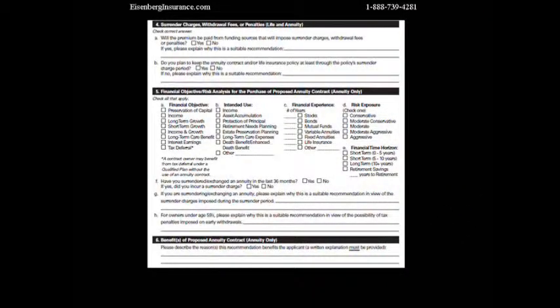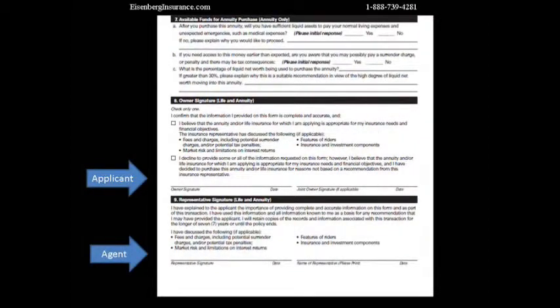In the last section on the page, Section 3, please indicate the source of funds being used for the purchase of this policy. On the next page, in Section 4, please indicate if any surrender charges, withdrawal fees, or penalties are due with the purchase of this policy. In Section 5, please indicate the financial objective and risk analysis for the purchase of this annuity. In Section 6, you will need to indicate the reason that this policy was recommended for this client. This section must be completed in order for the application to be processed efficiently.